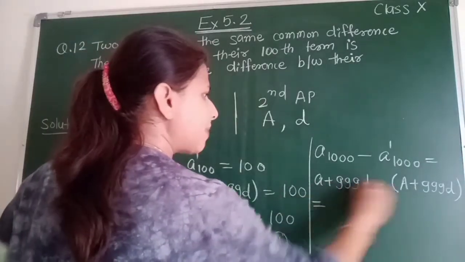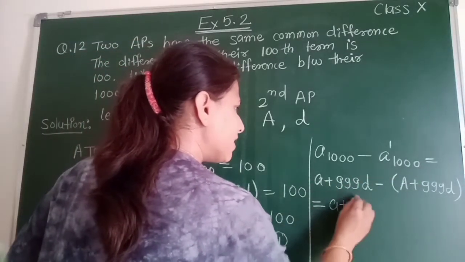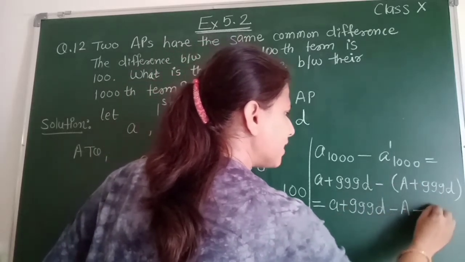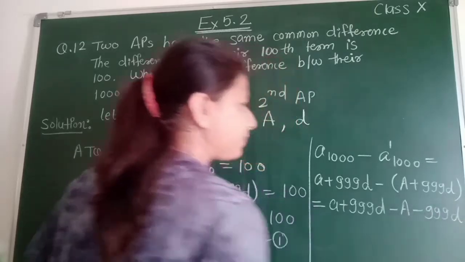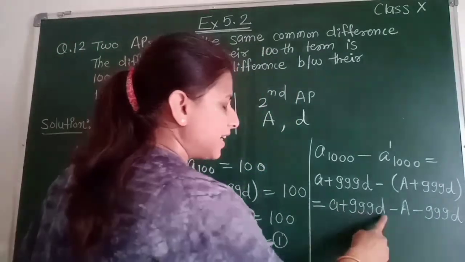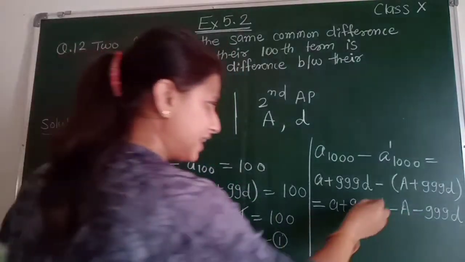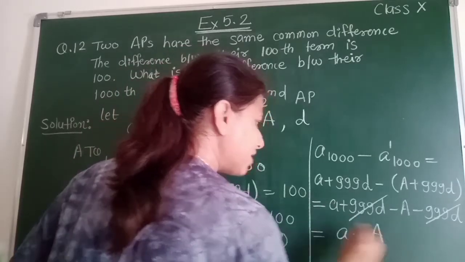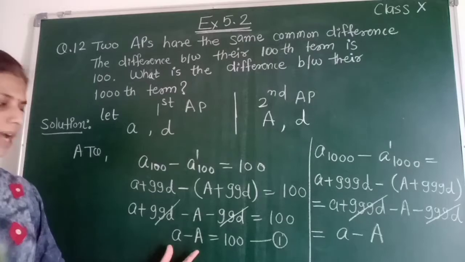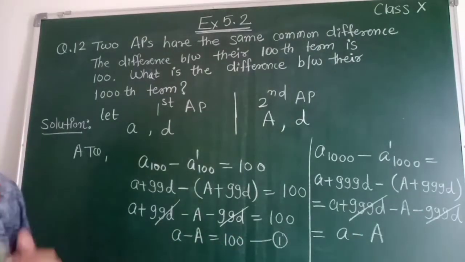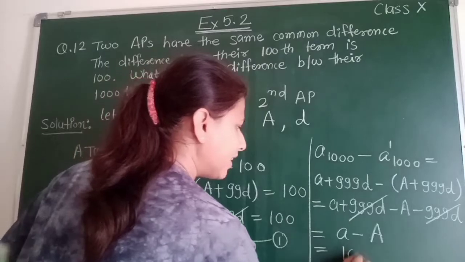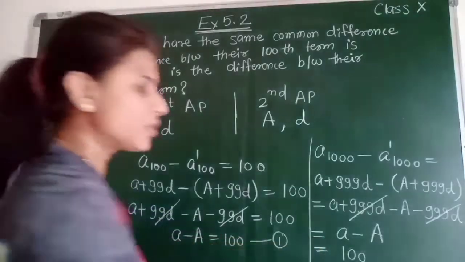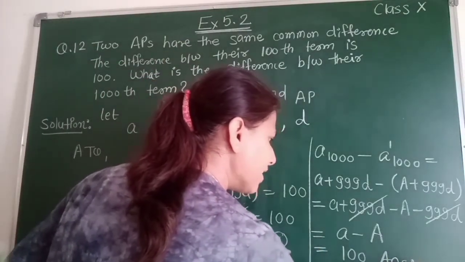Now we will open this bracket. A plus 999D minus A plus minus 999D. Here plus 999D cancels with this minus 999D, and we will get A minus capital A. And what is the value of this A minus capital A from this first equation? 100. Okay, so we will write here 100. So the difference between their 1000th terms will also be 100. This one is our answer.